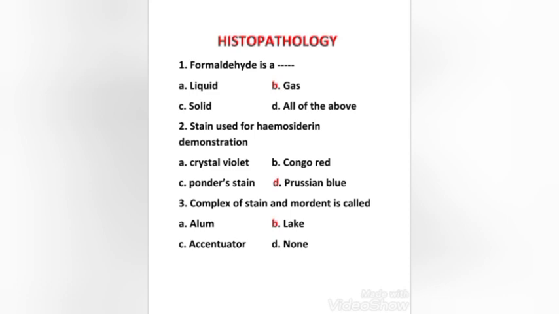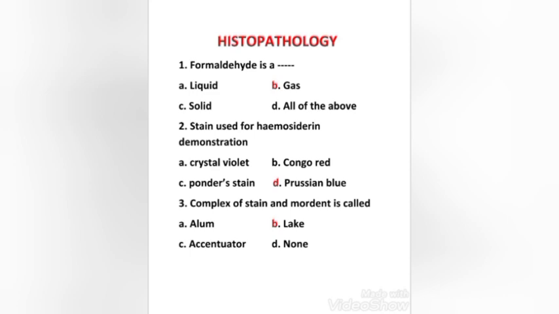Right answer is option B, formaldehyde is a gas. But it is soluble in water to an extent of 37 to 40% weight by volume. This solution of formaldehyde in water is called formalin. Formalin is one of the most commonly used fixatives in most laboratories. Advantages: it is cheap, penetrates rapidly, and does not overharden the tissues. It preserves the proteins by forming cross-linkage with them and the tissue components.